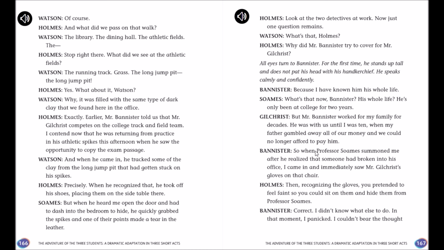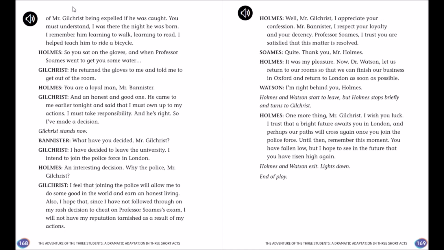Bannister: So when Professor Holmes summoned me after he realized that someone had broken into his office, I came in and immediately saw Mr. Gilchrist's gloves on that chair. Holmes: Then, recognizing the gloves, you pretended to feel faint, so you could sit on them and hide them from Professor Holmes. Bannister: Correct. I didn't know what else to do. In that moment I panicked. I couldn't bear the thought of Mr. Gilchrist being expelled if he was caught.